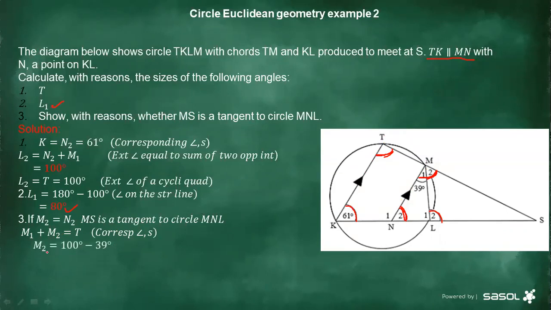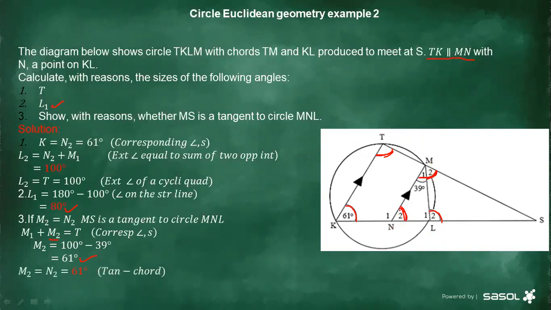Therefore, M2 equals 100 minus 39. Now, where does 100 come from? Remember, we have determined it. It was angle T, right? And then we are given that angle M1 equals 30. Then we calculate angle M2. Angle M2 is going to be equal to 61 degrees. That is angle M2, because remember, we are proving that angle M2 equals angle N2.